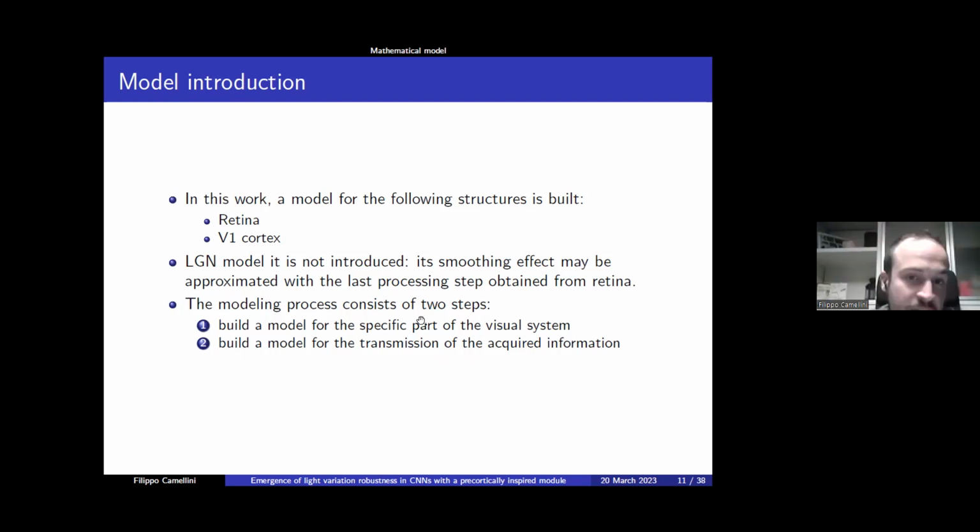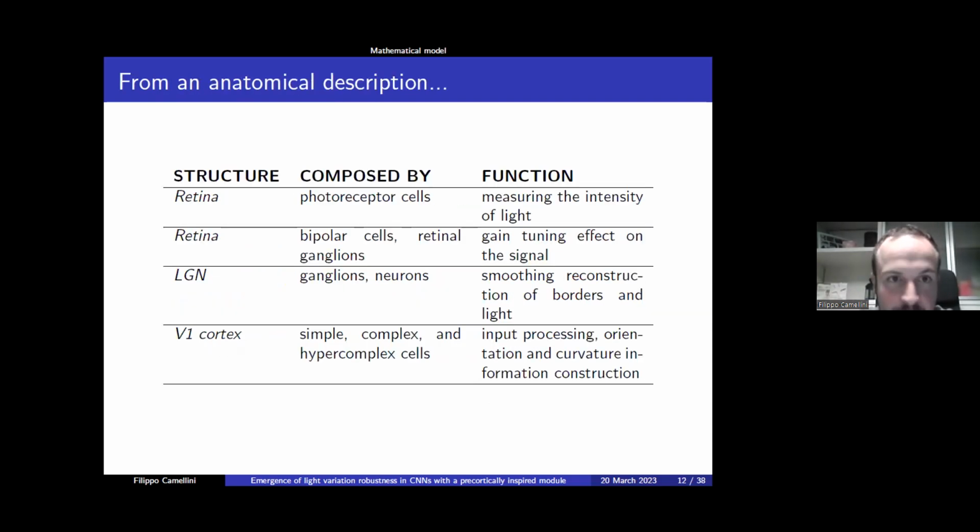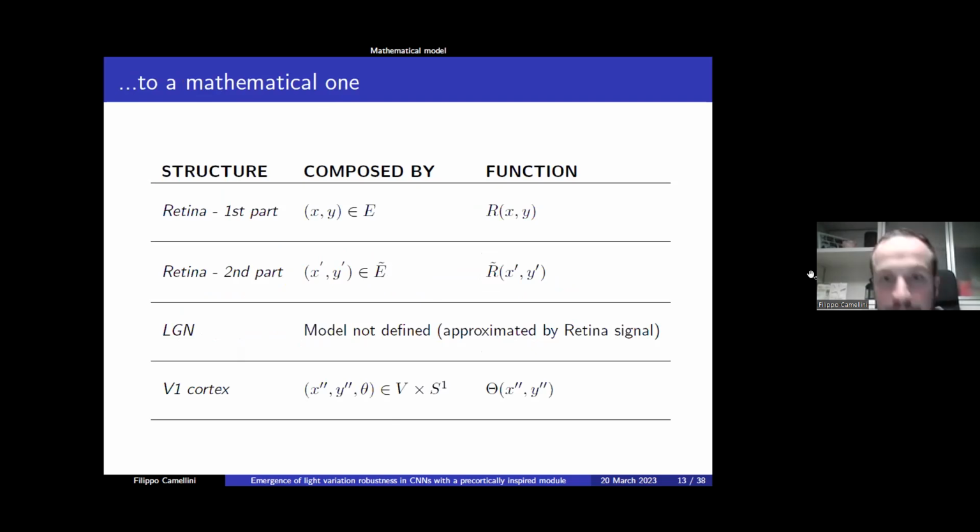So the modeling process consists essentially of two steps. The first one is to build a model for the specific part of the visual system, for the cells, for example, for the photoreceptor. And then we have to model the way to transmit the signal or to elaborate the information. Then we will do this for every part of the visual system. In particular, we will pass from an anatomical description to a mathematical one. Then I will give some details on this mathematical one.